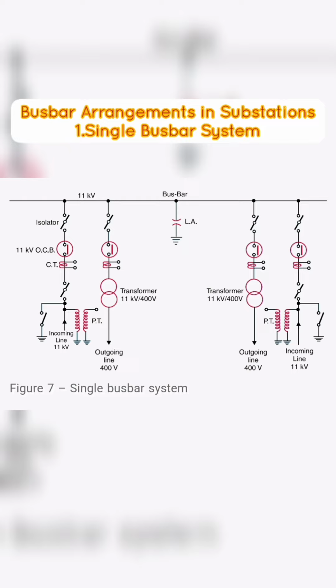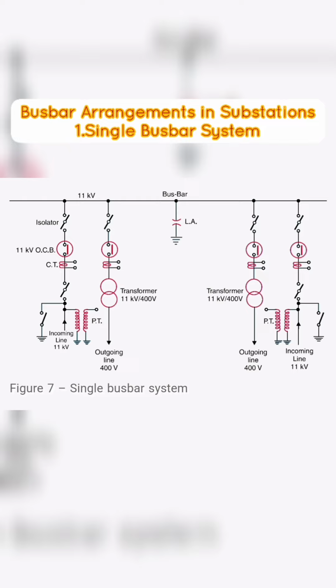1. Single busbar system. As the name suggests, it consists of a single busbar and all the incoming and outgoing lines are connected to it. The chief advantages of this type of arrangement are low initial cost, less maintenance and simple operation.